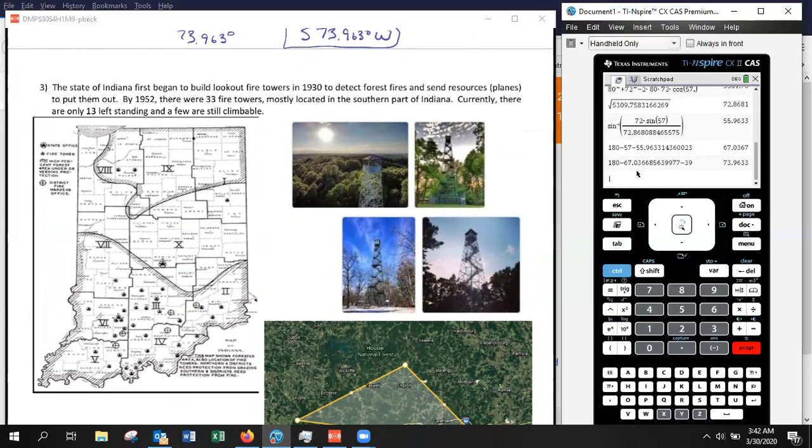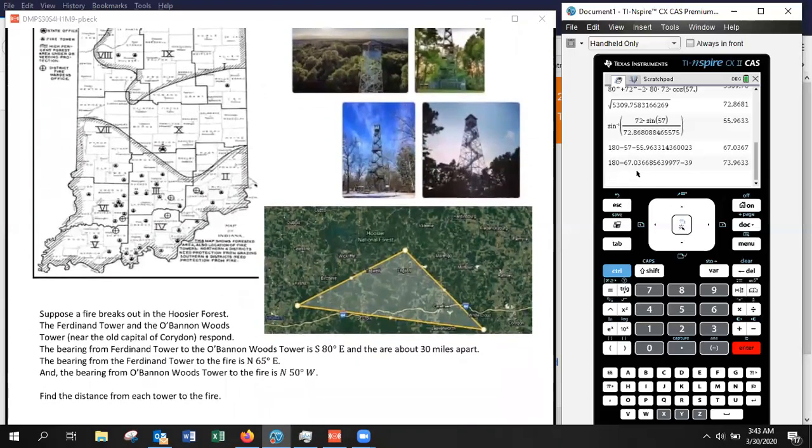Indiana first began to build these in 1930 to detect forest fires, and they'd send resources, meaning the planes, basically to put these fires out. They made a total of 33 fire towers, but there are only 13 left standing, and I've climbed 3 of them, I believe. I've seen 3 other ones, mainly in southern Indiana, which is where we like to camp over the summer. So this problem I have here is a real life problem of solving triangles that Indiana actually had.